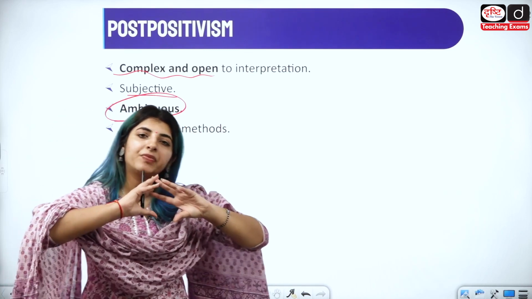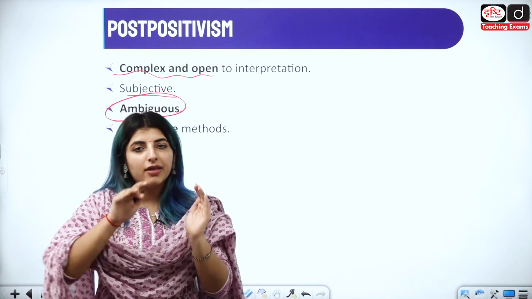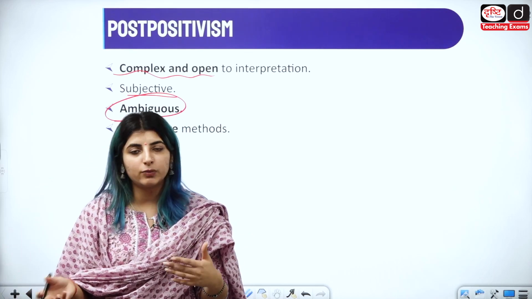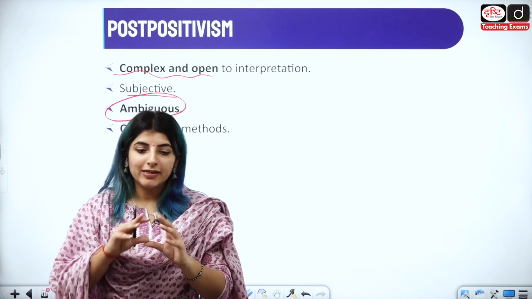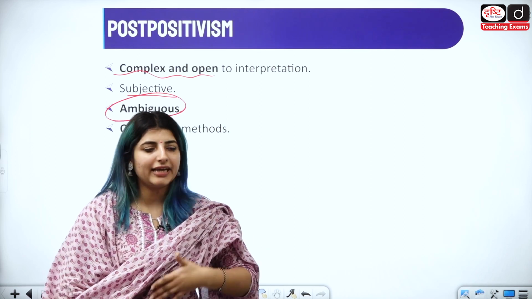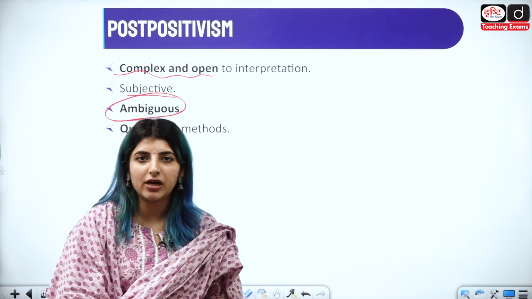Subjectivity ka matlab hai descriptive. You can have your own point of view. If I ask one question to the other person as well, he or she might have other points of view as well. Right? So ambiguousness is also there along with the subjectivity. I can express myself as a researcher here. I can also let my point of view come here.